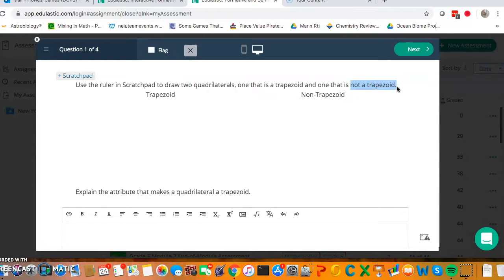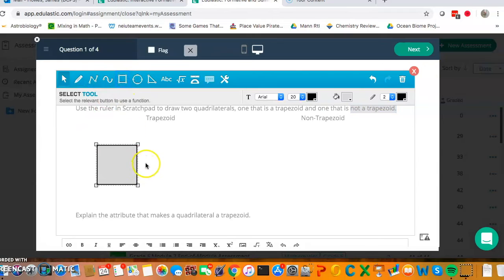Well, I know a trapezoid is a shape with at least one set of parallel lines. That's the definition that we use. So I need a shape that has at least one set of parallel sides. Now I could cheat on this. I could even use this shape drawing tool right there. There's a square. A square is a trapezoid because of all the different quadrilaterals within the hierarchy. That's kind of the cheat.